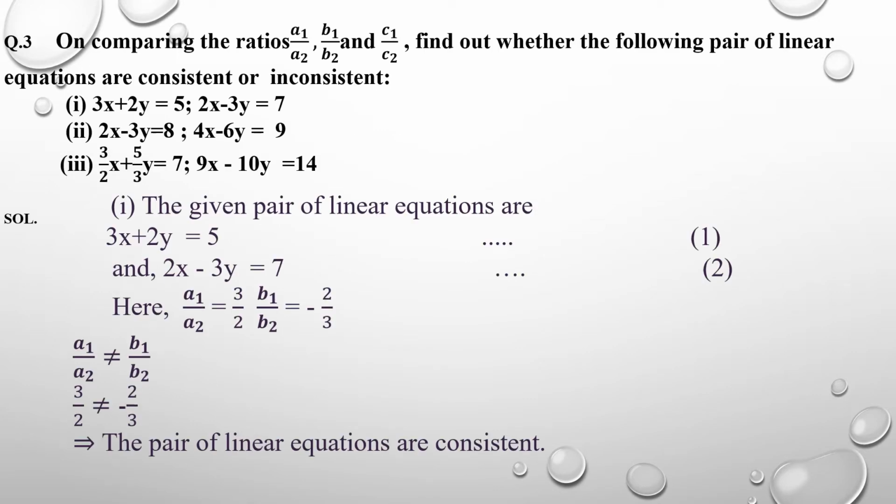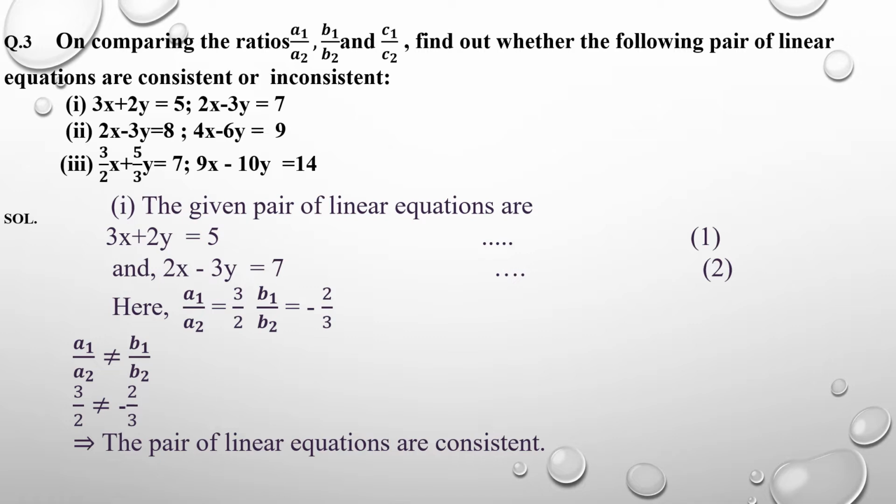So let's come to question number 3. On comparing the ratios a1 by a2, b1 by b2 and c1 by c2, find out whether the following pair of linear equations are consistent or inconsistent. Here we have three questions. We will do them one by one. First we take the first part.